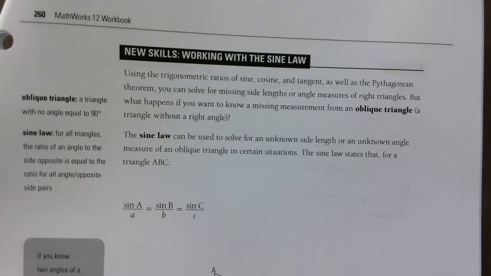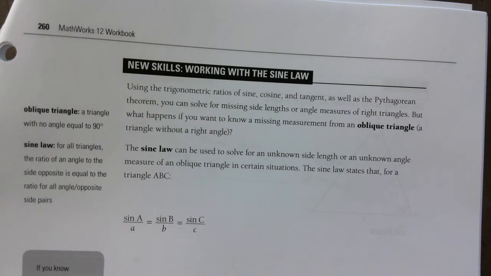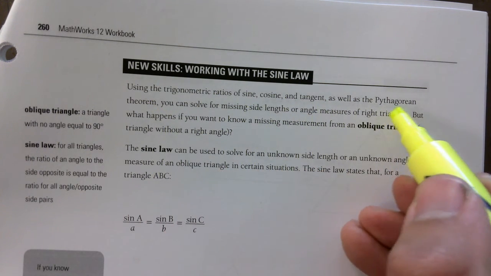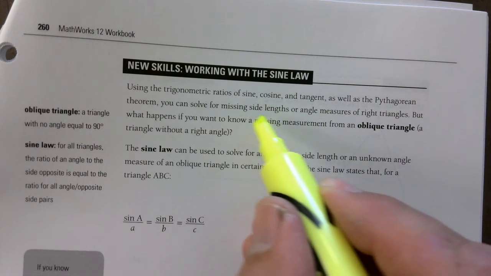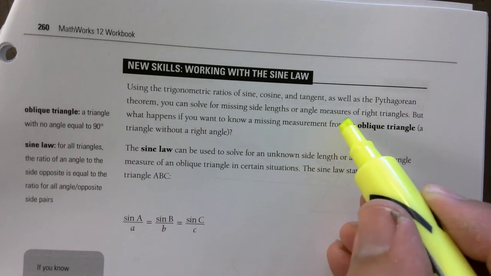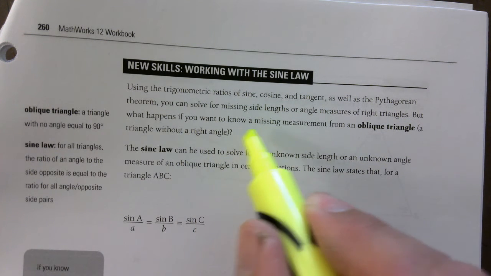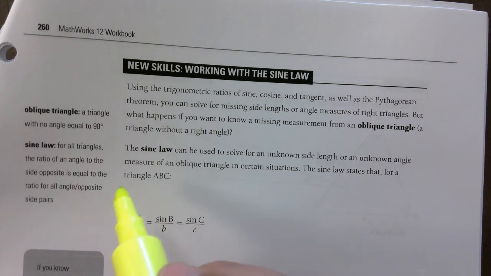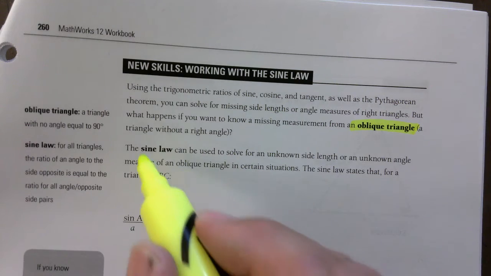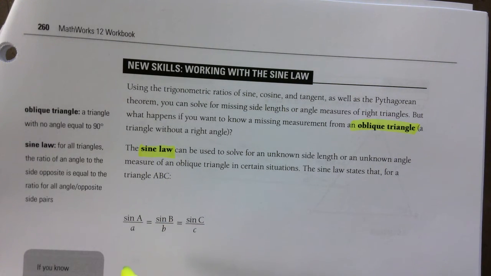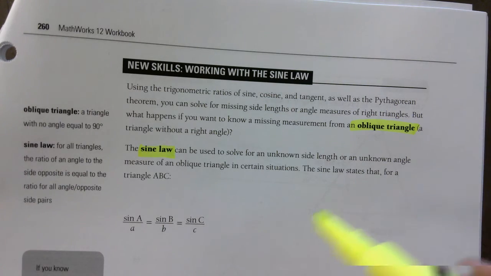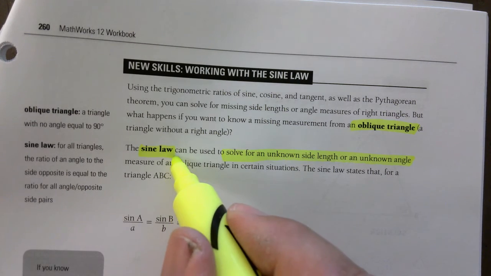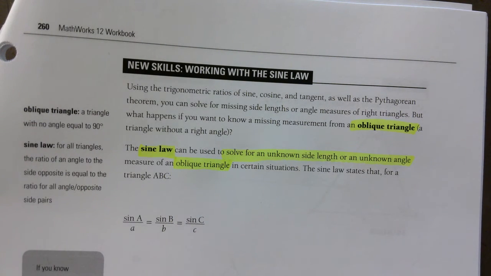So on page 260, a couple of things, right? It says that using trig ratios, sine, cosine, tan, as well as the Pythagorean theorem, can solve for missing side lengths and angle measures in a right triangle. But what happens if you know or want to know a missing measurement from an oblique triangle? Then we have to use the sine law, right? We use the sine law when it's oblique, right? You can solve for unknown side length or angle of an oblique triangle in certain situations.